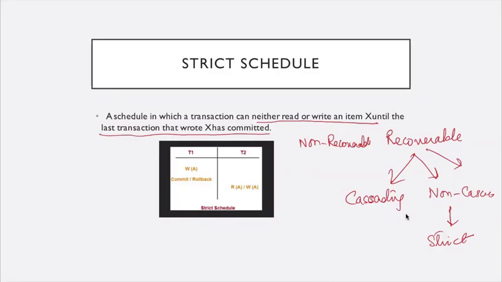If you look at this example, here T1 has performed a write A or write X. Then there is a commit. And T2 has to wait. It cannot do read A or write A until and unless T1 has committed, because T1 was the last one which performed a write on the data item A. So this is a strict schedule.